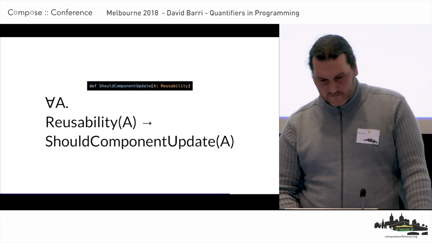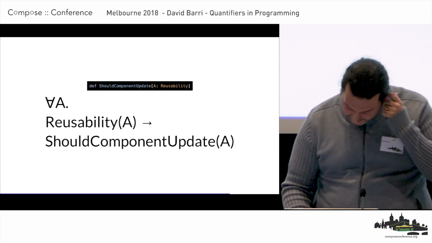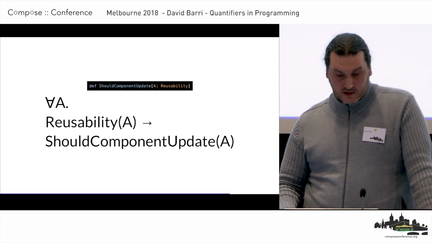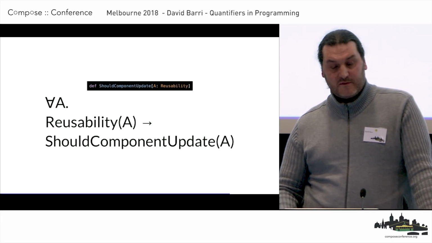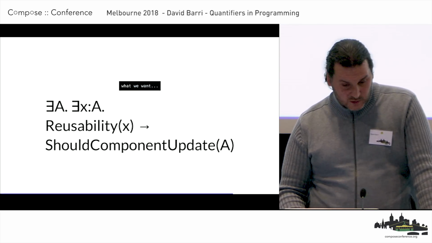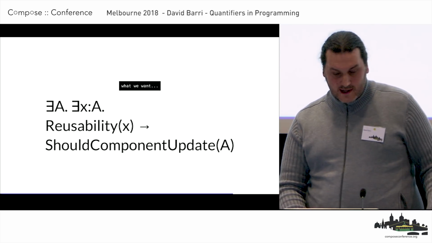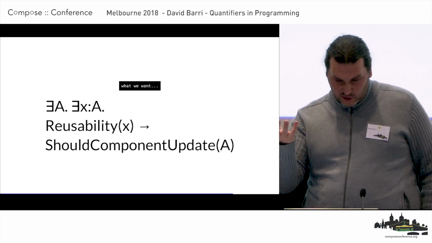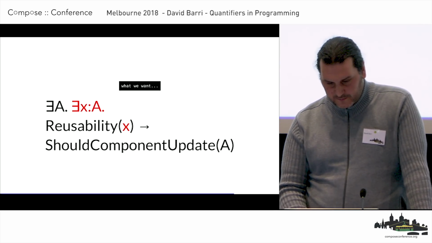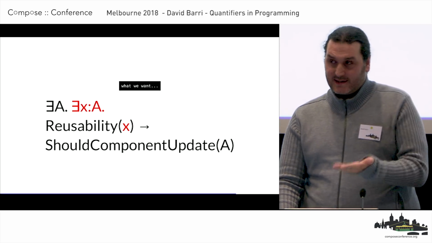So let's look at what we have. We've got a should_component_update function that, I'll read the logical expression. For all types A, if we have a reusability of A, then we have should_component_update for A. What we want is to say, well, there exists a type A, there exists a term of type A, and if we can define reusability for that term X, then we have should component update for A. The problem is, reusability, that's a type class. It doesn't take terms, it takes types.